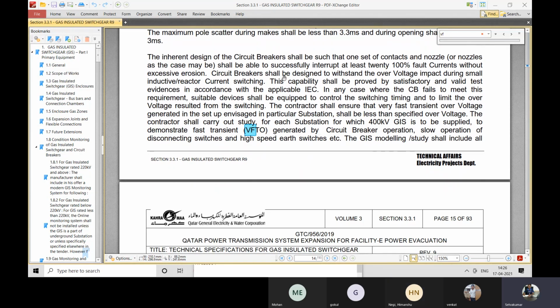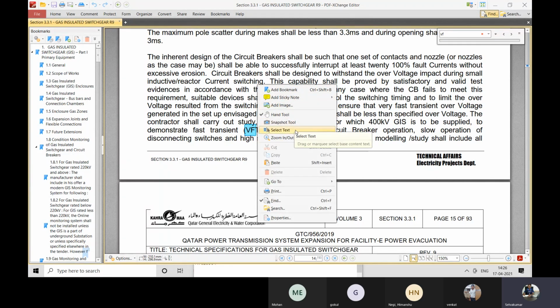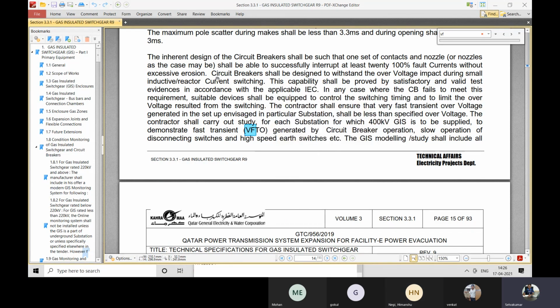Circuit breakers shall be designed to withstand the over voltage impact during small inductive and reactive current switching. This we are going to see as a part of TRV studies. This capability shall be proved by satisfactory and valid test evidence in accordance with applicable IEC, which means you need not really perform any studies. It just says as per IEC, not saying anything additional.